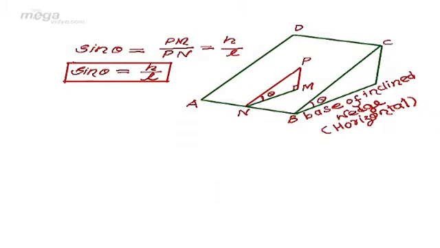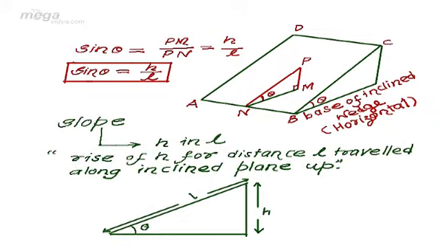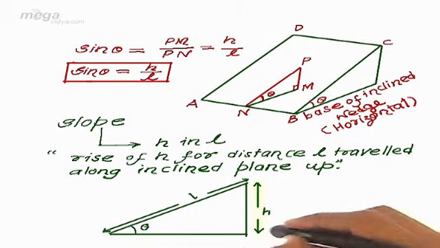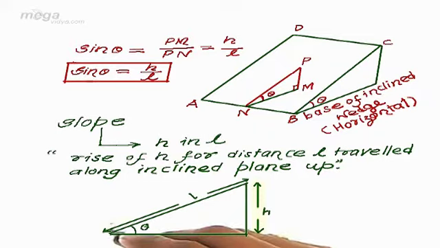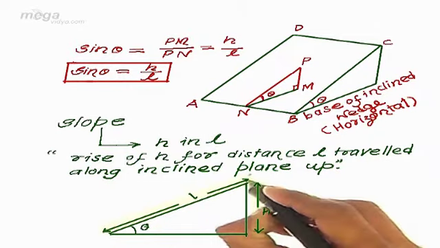The inclination is often referred to as h in L. It implies that an h in L inclination is such that there is a rise of h units for every L units of distance travelled along the plane. Here this is the height h which the particle rises in travelling this distance L up the incline.